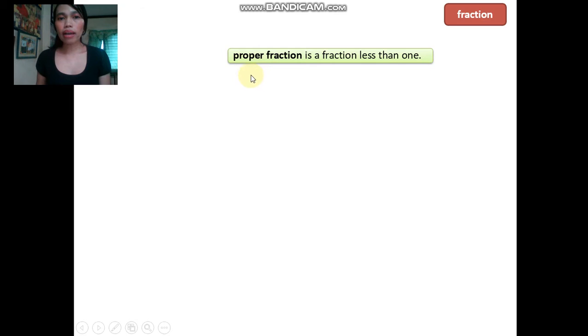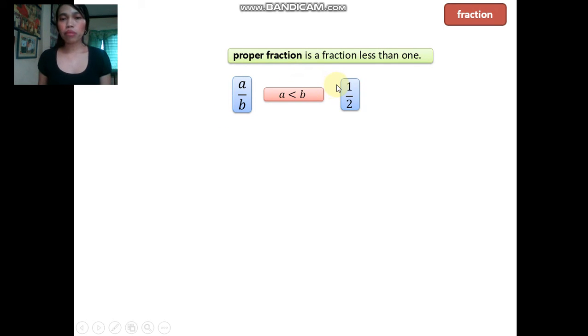We also have proper fraction. Proper fraction is a fraction less than 1. So when you represent a fraction, you have a over b, where a is less than b. So a proper fraction is when a is less than b. So that is less than 1. The value itself is less than 1.